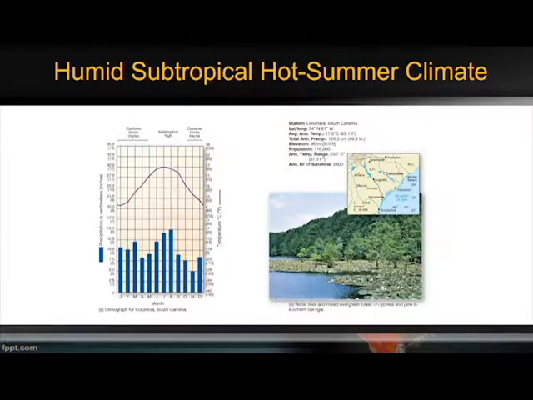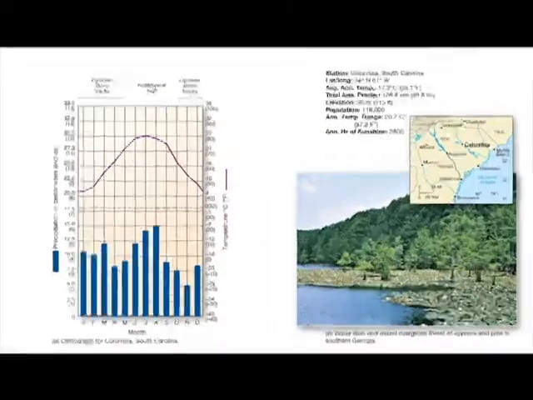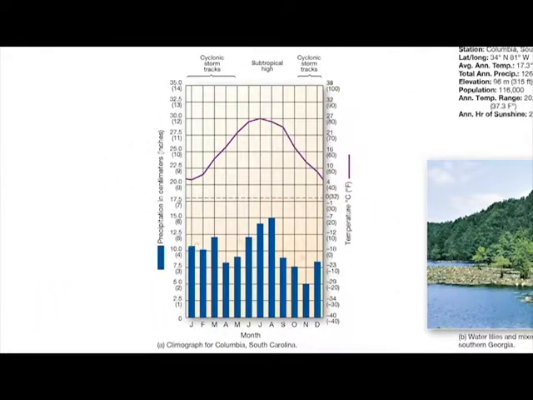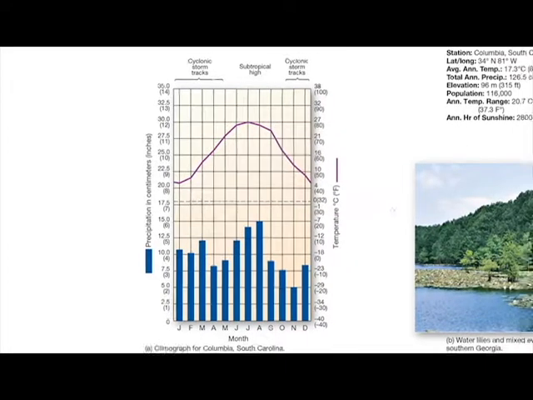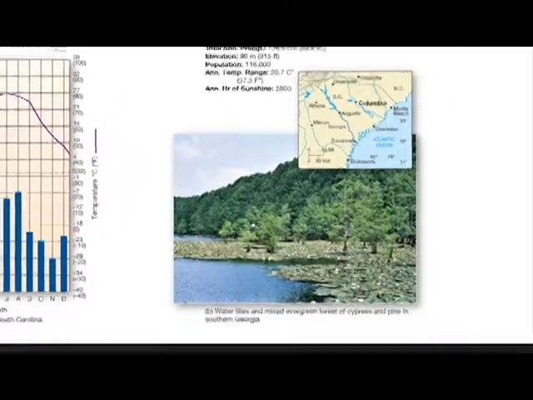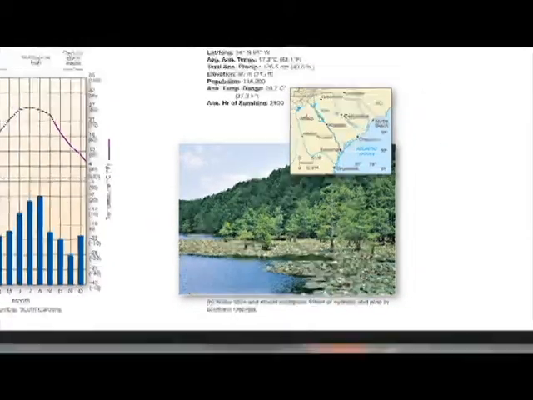So the first one will be humid subtropical hot summer type of climate. If you look in your climograph, what you see is very interesting because you have a well-distributed precipitation. Temperature-wise, as you note here, on average no month has temperature below the freezing point. So a good example here will be Columbia, South Carolina, where the average annual temperature will be 63, precipitation 49.8, and very beautiful vegetation as you can see in that area.